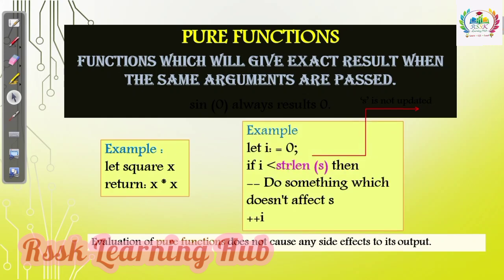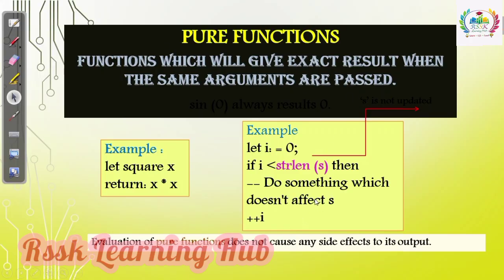Let i equal to 0, that is your assigning part. If i is less than the string length of s, that means what? You are going to give one string. String means what? It is a group of characters. An example for a string is your name. If you are writing your name, it will contain a collection of characters. It is one example for a string.